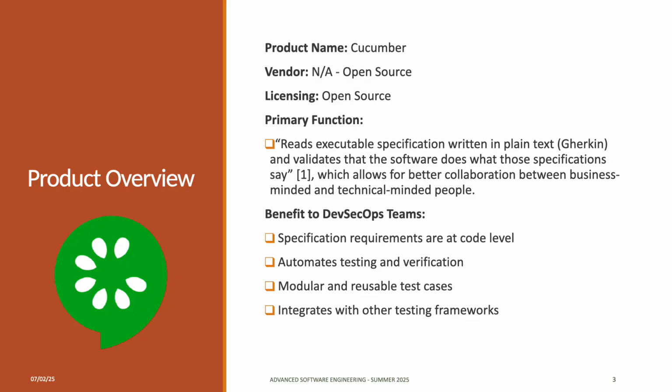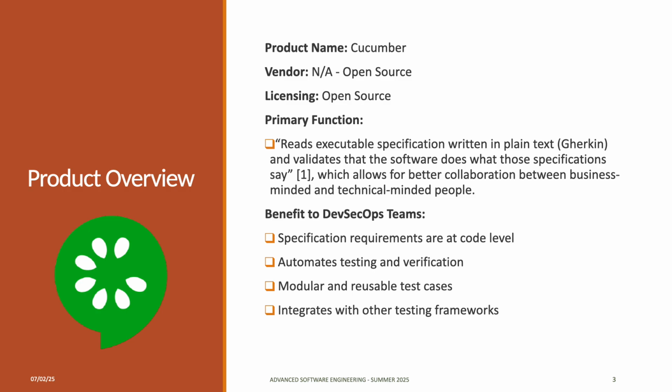So Cucumber is an open source software package, and its primary function is to read in those feature files written in Gherkin or plain text language, and then execute your software code in order to validate that your software does what your specification says that it can do. And the main thing that it's bringing to the table is because those Gherkin files are plain text, you can have your business stakeholders be developing those. And that is going to allow for better communication and collaboration between those two sides of the house.